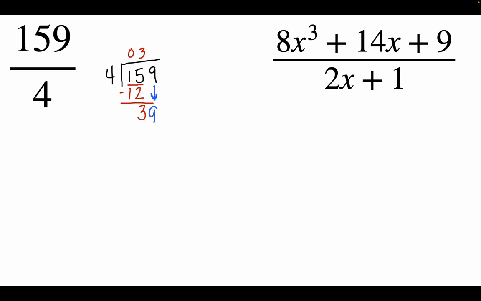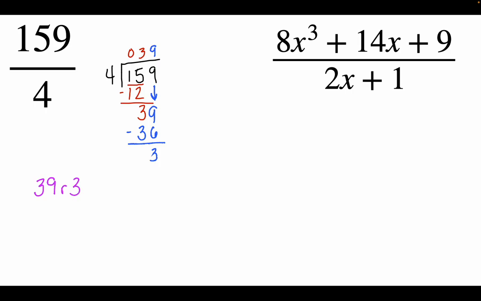Then we would say how many groups of 4 in 39. There's 9. 4 times 9 is 36. Subtract and we're left with 3. Now once you get higher in math, you're taught to add a decimal point, add a 0, bring the 0 down, keep dividing. But that's not really what we want to do here because long division of polynomials deals with remainders. When we're first taught, we would say this is 39 remainder 3.